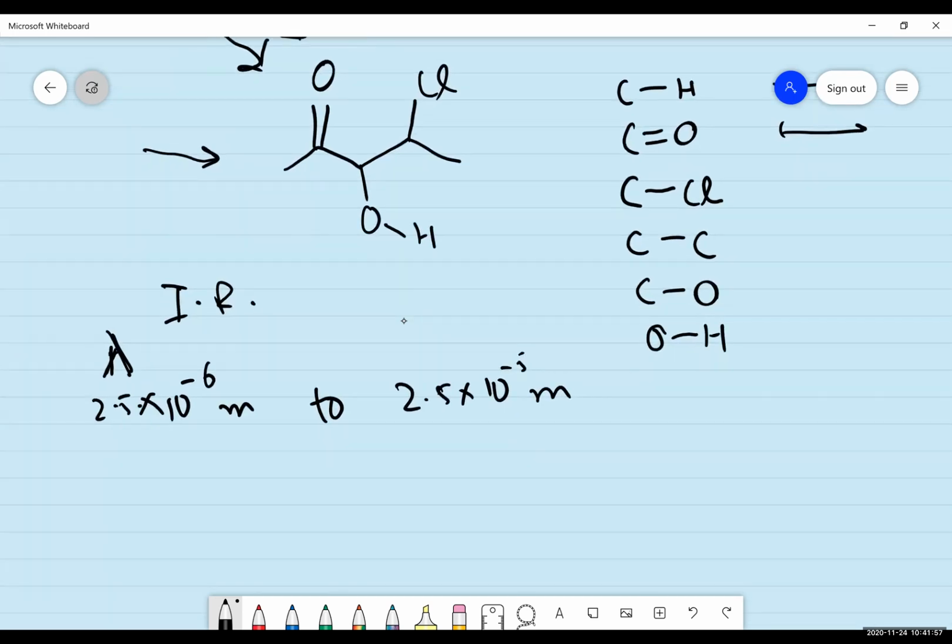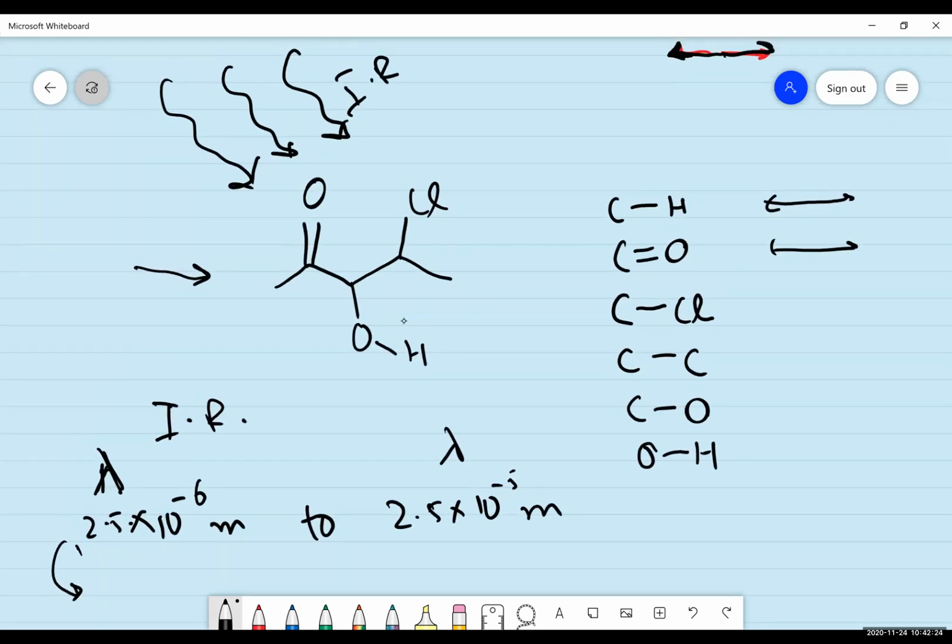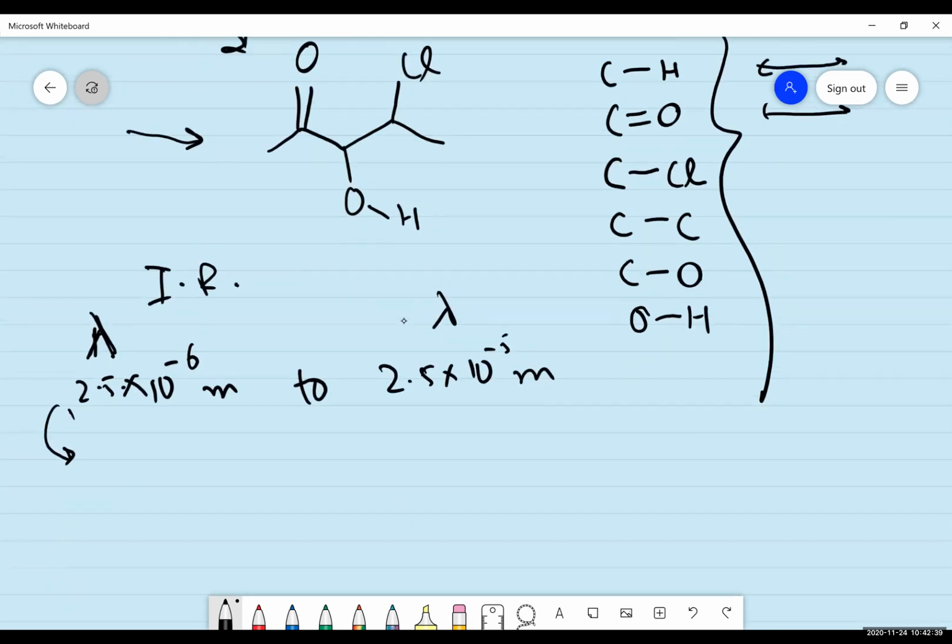Okay, so that's the wavelength, right? So all radiation has a range of wavelengths. In this case, the range is from this number to that number. So let's calculate the frequency. We can calculate the frequency from here and calculate the wave numbers. So infrared radiation has enough energy to cause vibrations in all of these bonds, although their energy requirement is different, because there is a range of frequencies within the infrared radiation, that is enough to cause vibration in all of those.